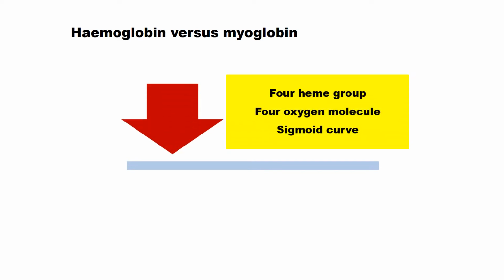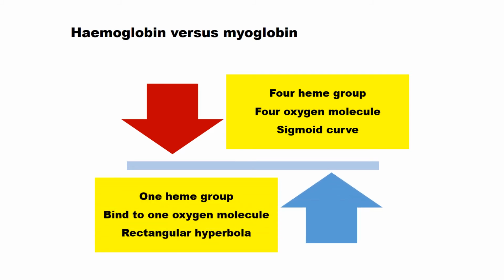So on comparing hemoglobin with myoglobin, we already know that hemoglobin has 4 heme molecules which bind with 4 molecules of oxygen, and the curve we get is a sigmoid shaped curve. At a partial pressure of 40 millimeters, the oxygen saturation is 75%. Comparing it with myoglobin, it has one heme group, it binds with one molecule of oxygen, and the curve is a rectangular hyperbola. And at a partial pressure of oxygen of 40 millimeters, myoglobin is 95% saturated.